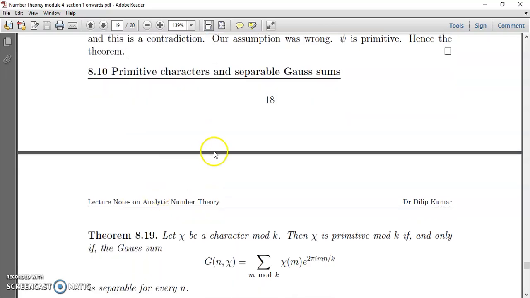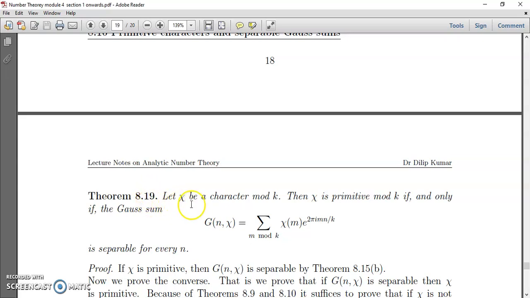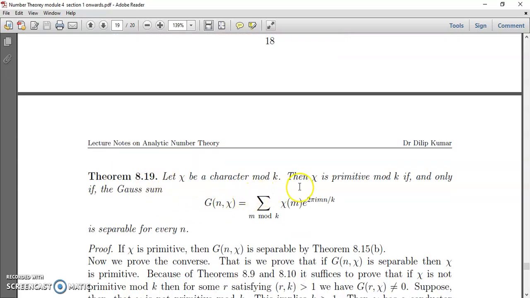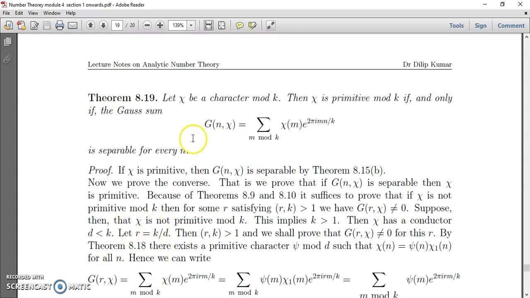Now here we have only one theorem based on this. The theorem is, let chi be a character mod k, then chi is primitive mod k if and only if the Gauss sum g of n, chi, equal to sigma over m mod k of chi of m e raised to 2 pi i m n by k, is separable for every n. That is, we have to prove that if chi is primitive mod k, then the Gauss sum g of n, chi is separable for every n. This is what we have to prove.